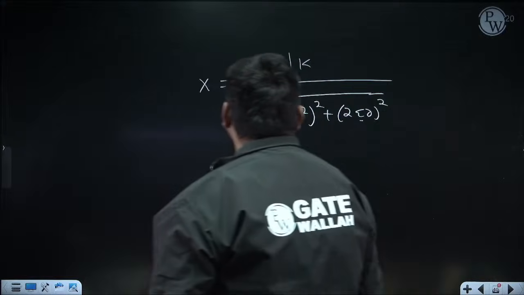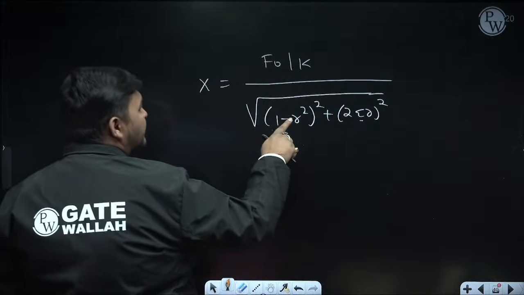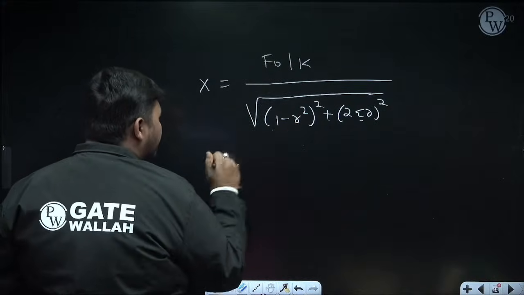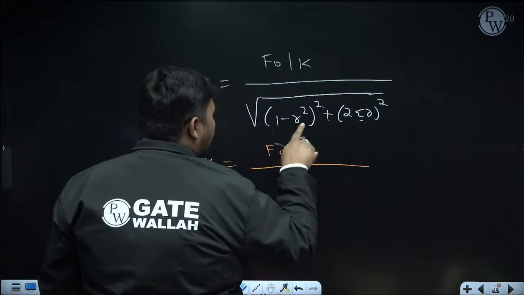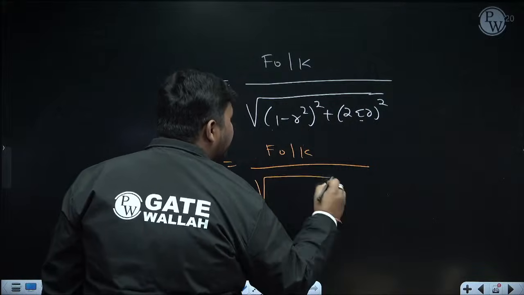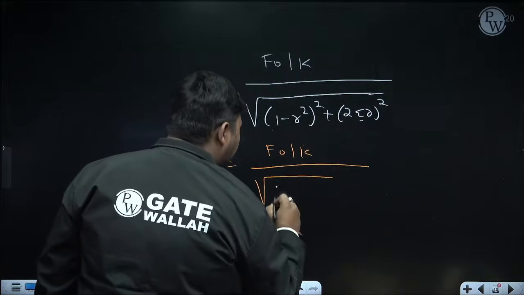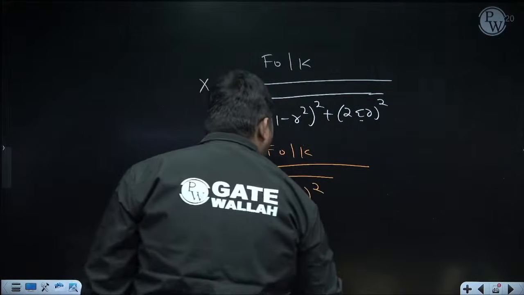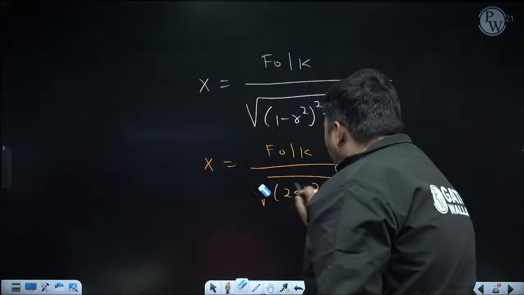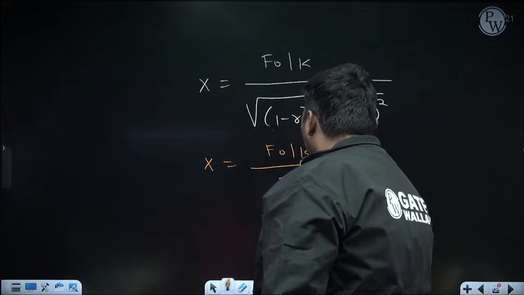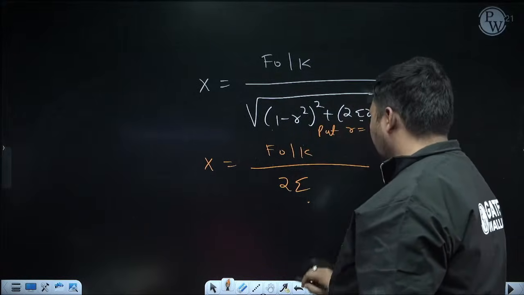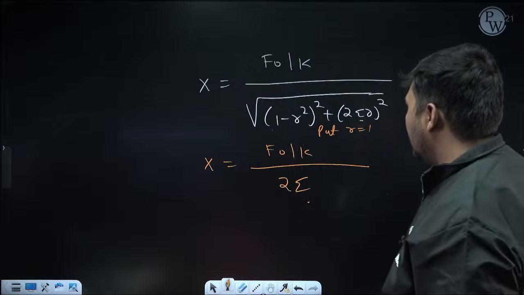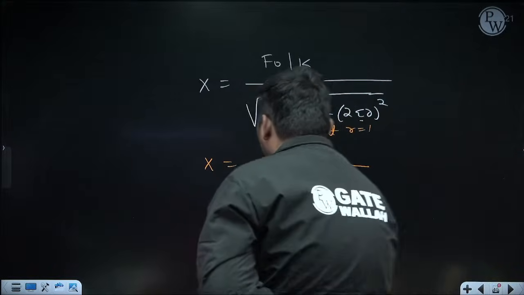Now first I am simplifying this equation by putting R equal to 1, because the equation will become simpler. Like F naught by K. Here we put R equal to 1. This part will be 0 plus 2 zeta whole square. Now I will bring 2 zeta whole square outside the root. Can I say it will become 2 zeta? So what we have done, we have put R equal to 1 first.